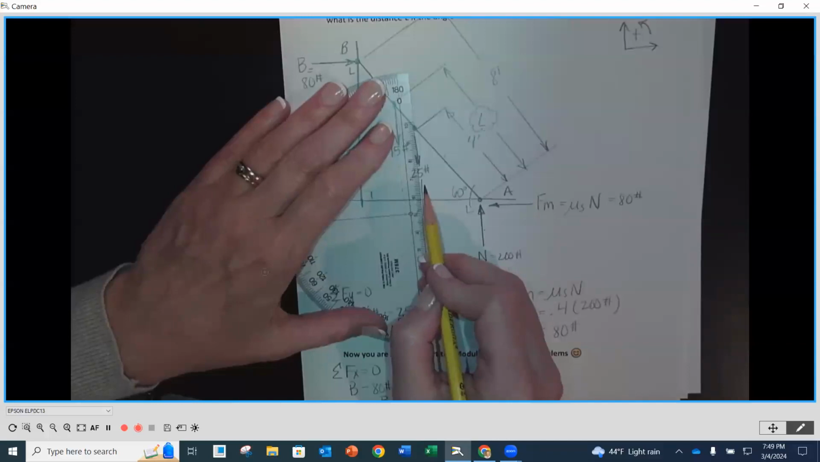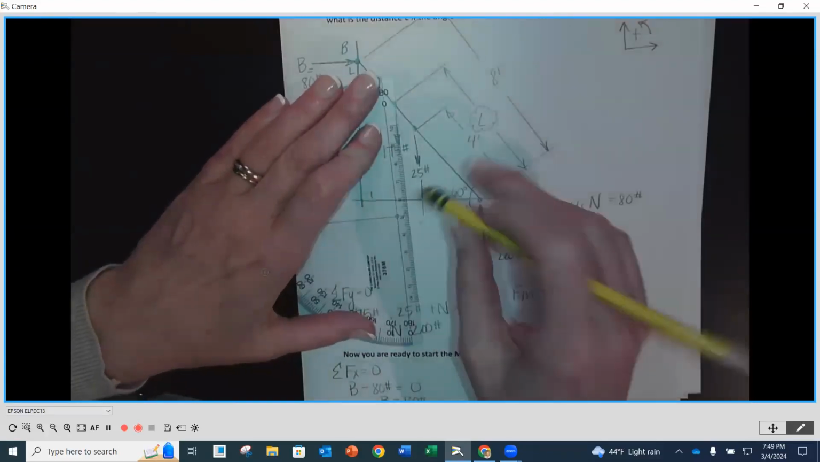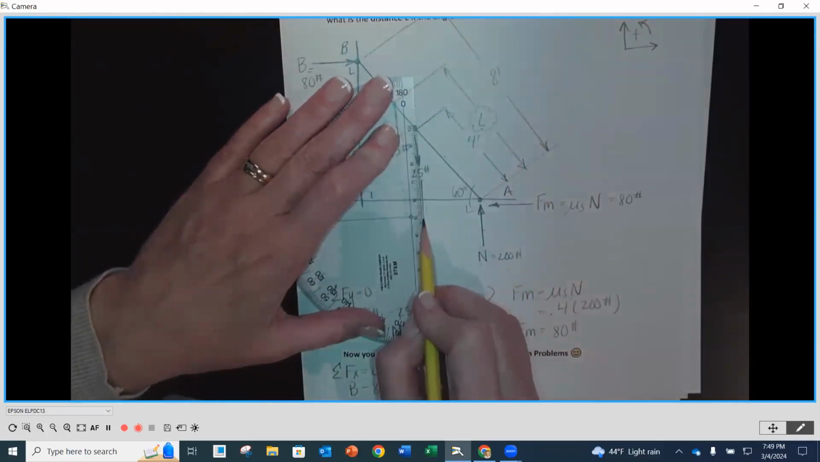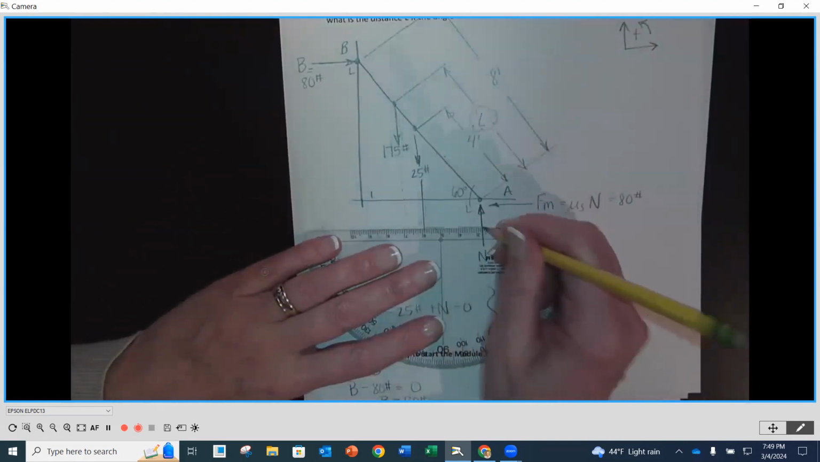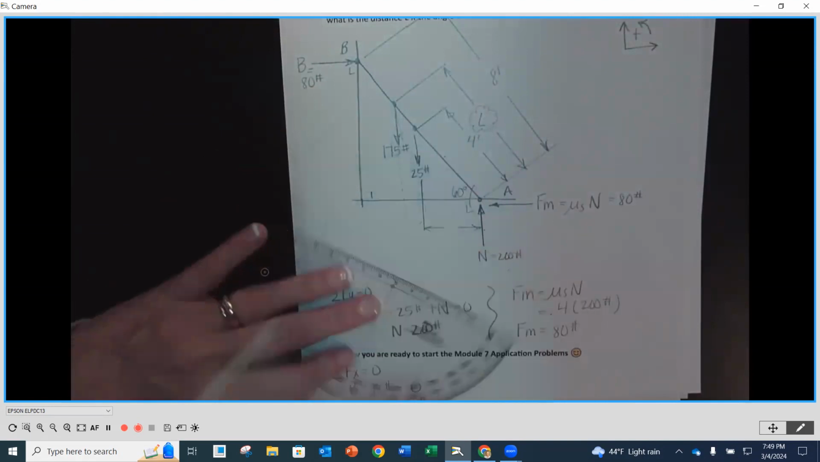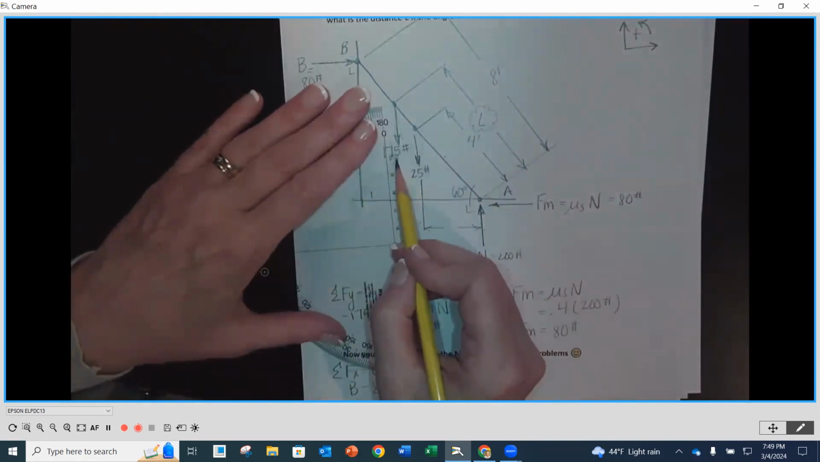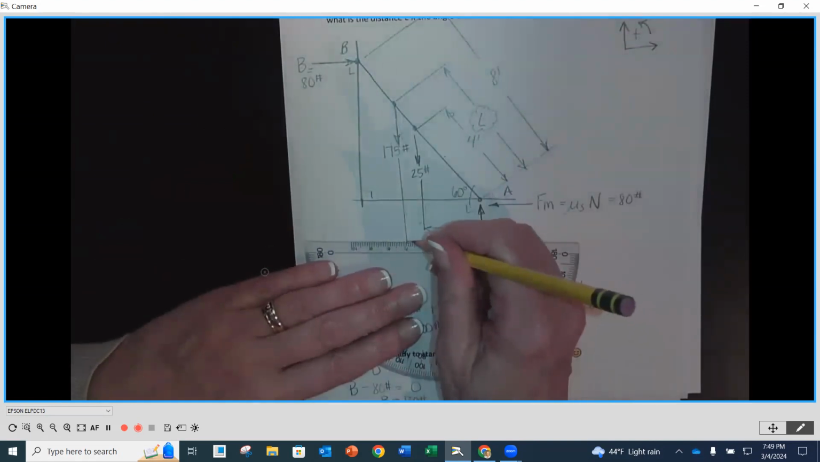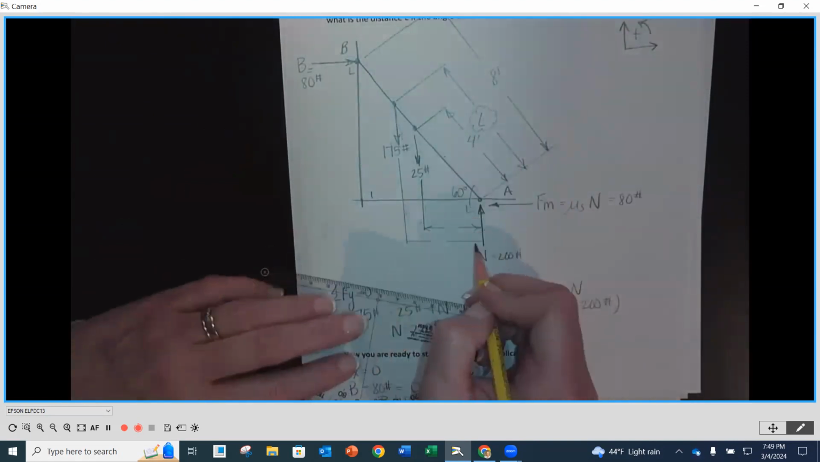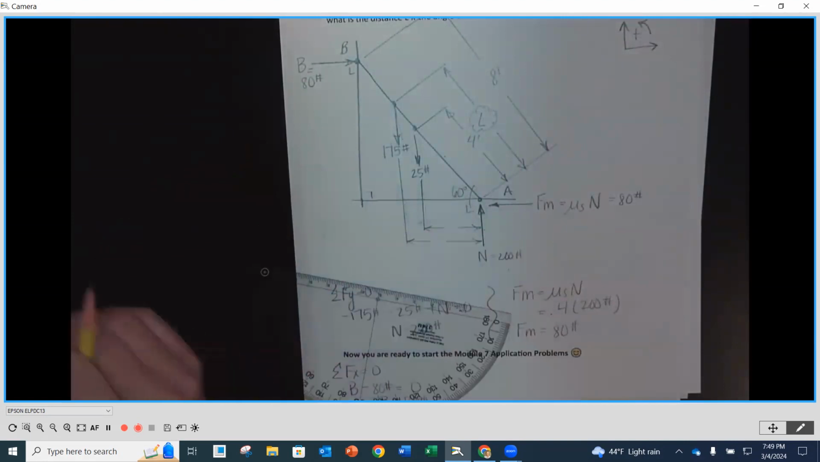So we're going to need this one. We need this one. We're gonna need this distance. We're gonna need this distance. And then once we have those, we can use the 60 degrees to find that L. Okay, we're gonna need that one.